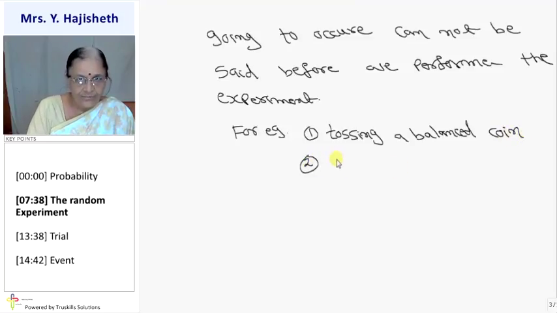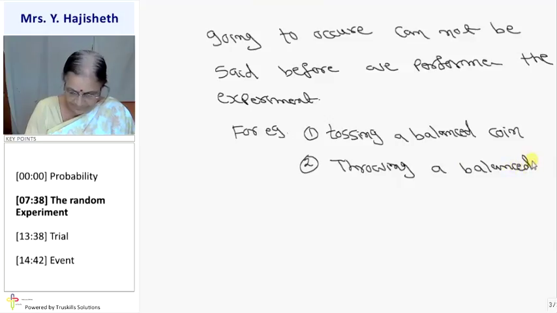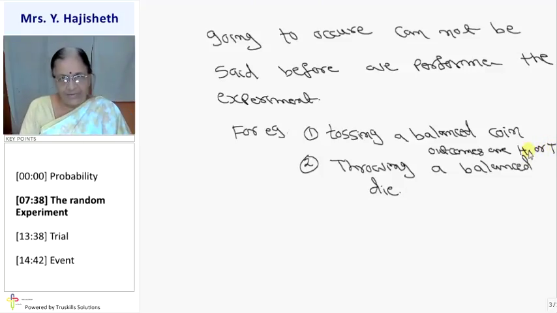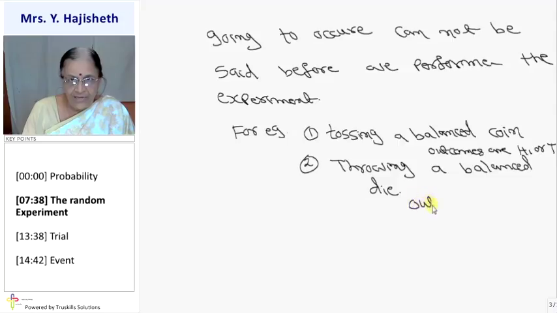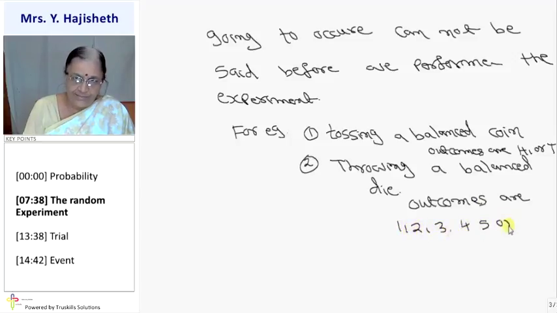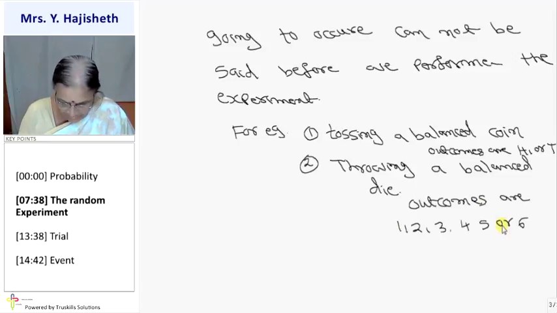Second, throwing a balance die. When I toss the balance coin, outcomes are H or T. But which particular is going to occur, we can't predict. When we are throwing a die, possible outcomes are, we know, 1, 2, 3, 4, 5 or 6. But which particular is going to occur cannot be predicted.